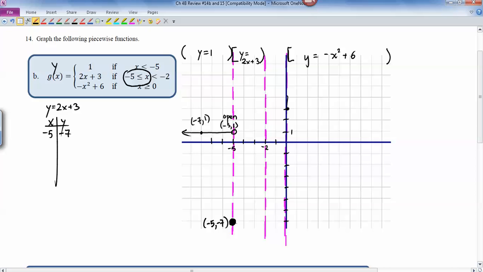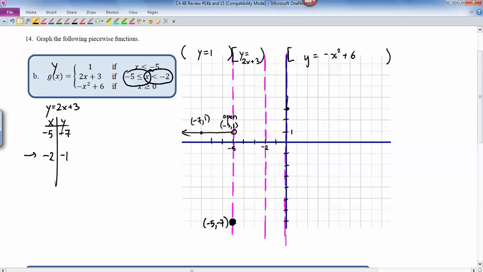I got to go all the way up to x equals -2. So if I plug in -2, then I've got 2 times -2 plus 3. That ends up being -1. But notice, I don't want to actually make that a closed dot. I want that one to be an open dot because I go up to -2 without ever quite getting there. So that one, I'm going to put an open dot.